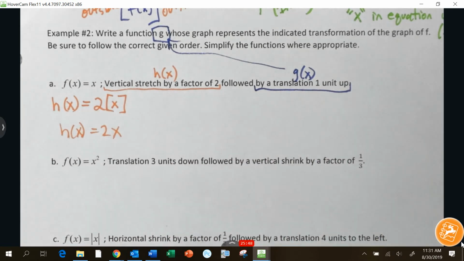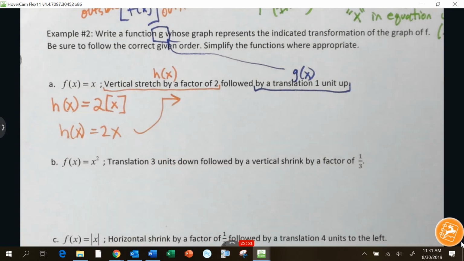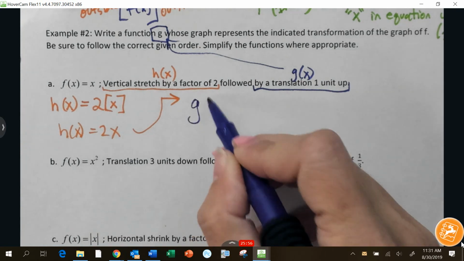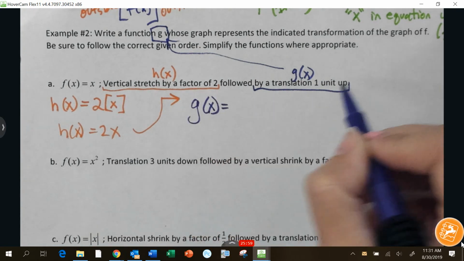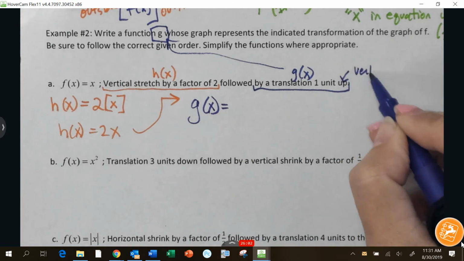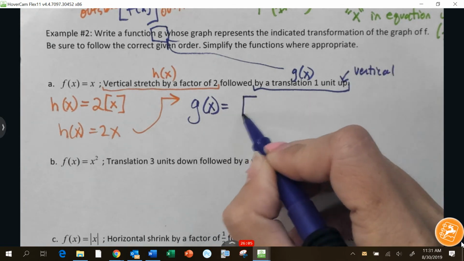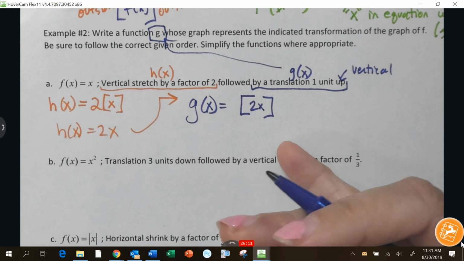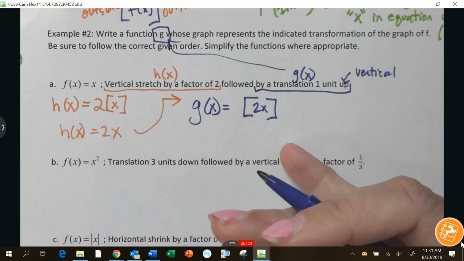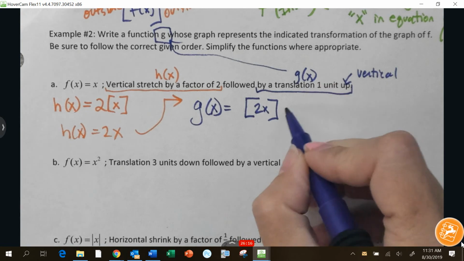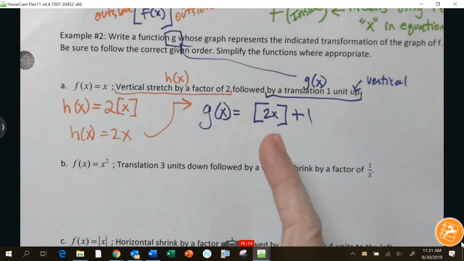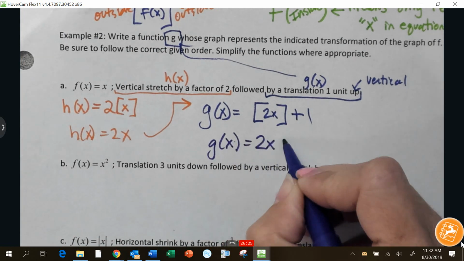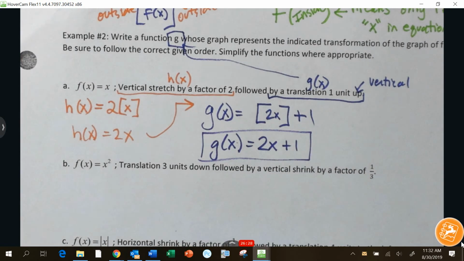That's halfway through. So now we're going to use this function to translate 1 unit up. So my g of x, this is a vertical. Up is vertical. So I'm going to write my function inside, 2x, and I'm going to translate 1 unit up. What will I do to that function? Plus 1? On the outside, right? Now if I take 2x and I add 1, I don't need those brackets. They don't really do anything, so just get rid of them. And I have g of x equals 2x plus 1.